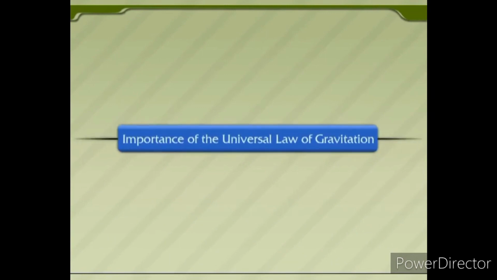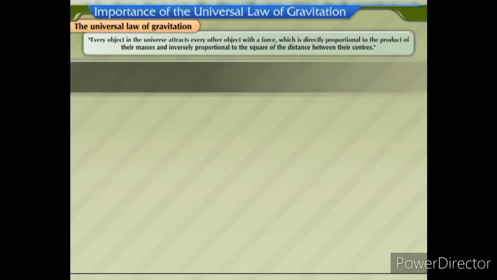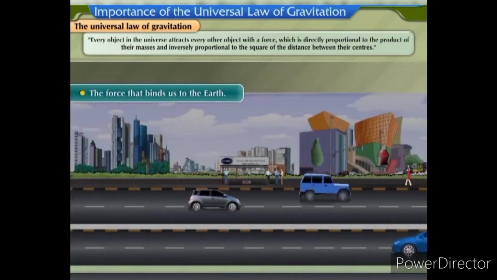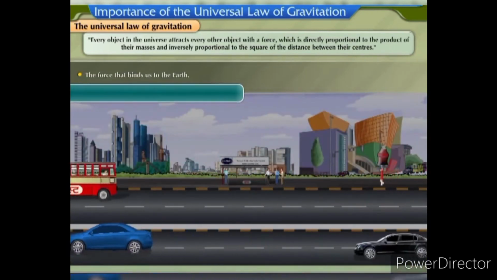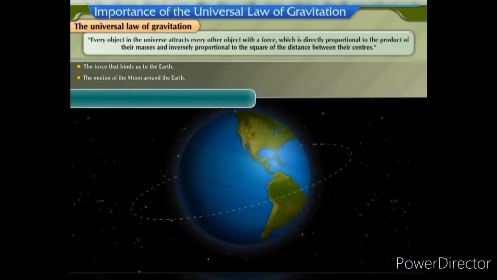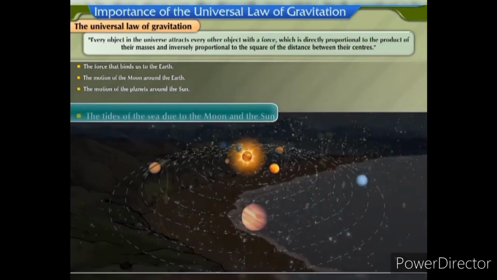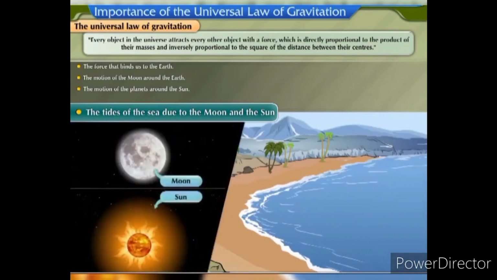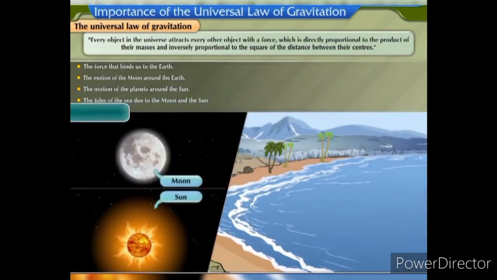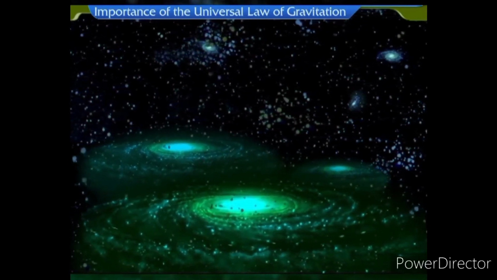Importance of the universal law of gravitation. The universal law of gravitation successfully explains the force that binds us to the earth, the motion of the moon around the earth, the motion of the planets around the sun, and the tides of the sea due to the moon and the sun. It is the force responsible for motion of galaxies.